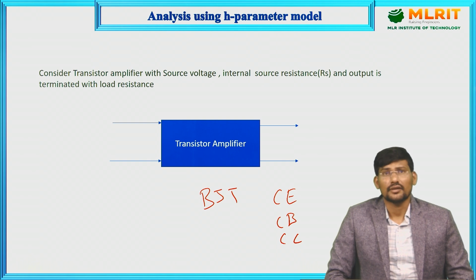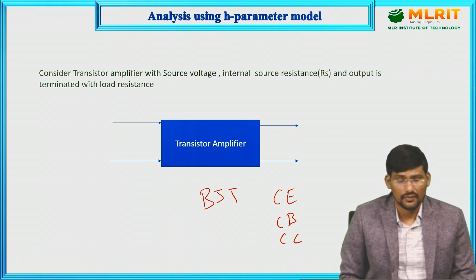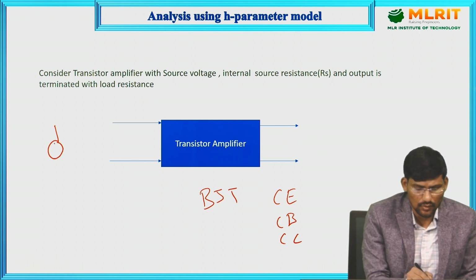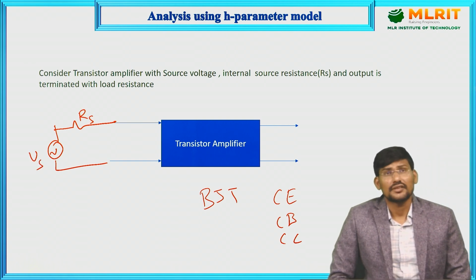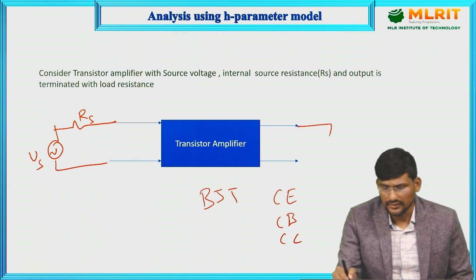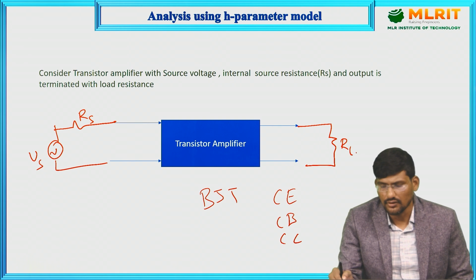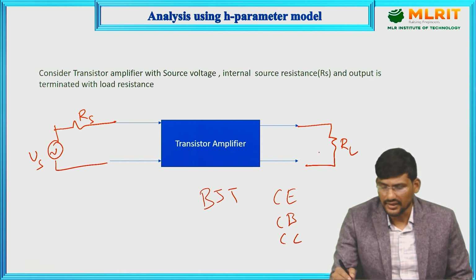Now in this video we will do a general analysis of a transistor amplifier. For this amplifier we will consider a source voltage along with source resistance. Let us consider we applied a source AC signal to this transistor amplifier circuit with internal source resistance RS on one side, and the other side is terminated with the load impedance. Let us take the load impedance as RL.